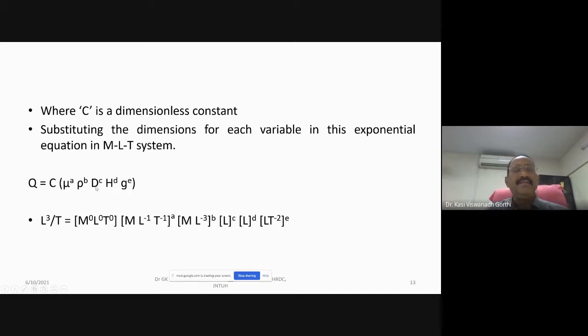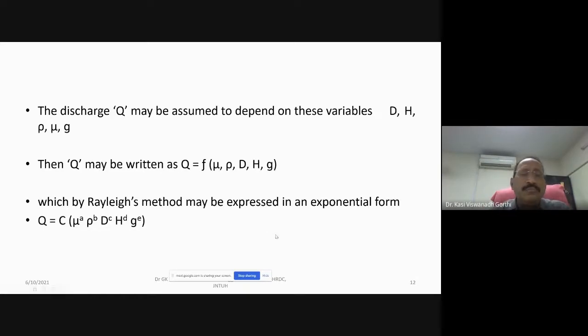Then D, the diameter, a linear dimension. So L. The dimension is L to the power C. Then H, the constant head, which is once again measured in meters. So the dimension is L. G, acceleration due to gravity, meter per second square, L T to the power minus 2, to the power E. This is how we write the dimensions for the left hand side as well as the right hand side of the exponential equation.